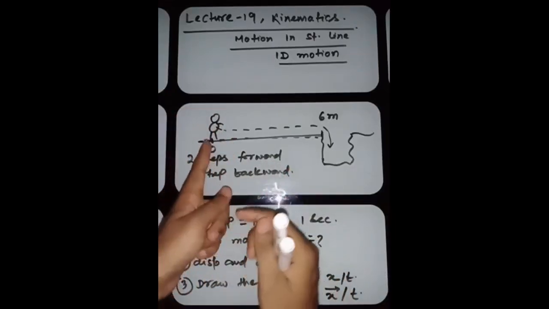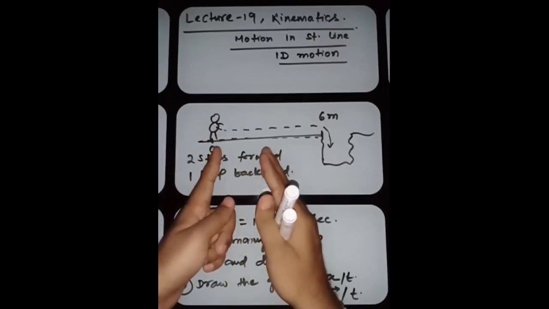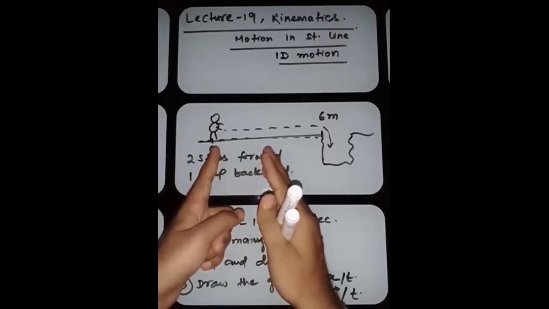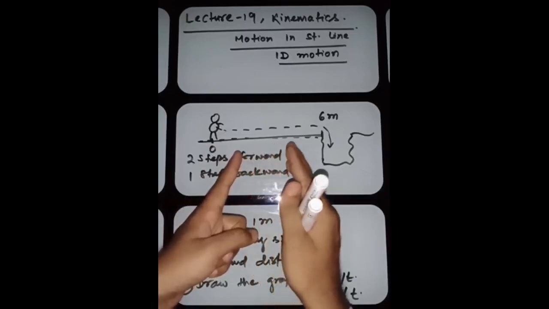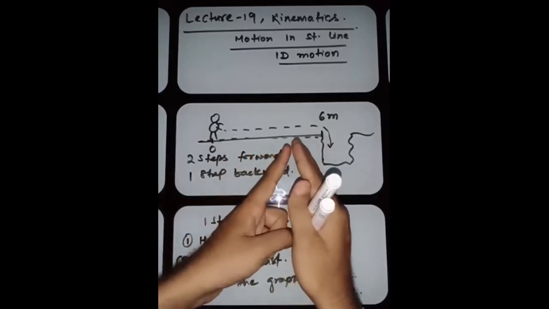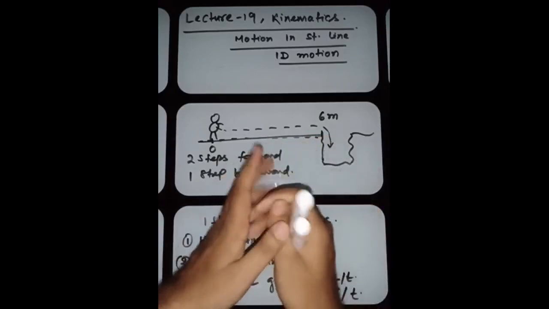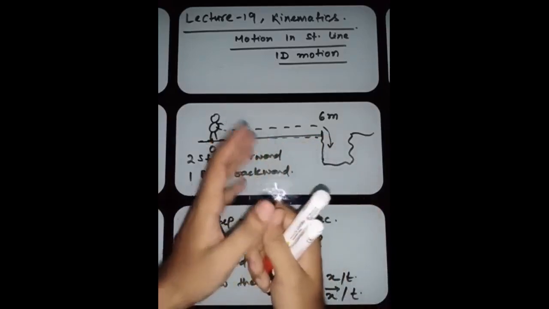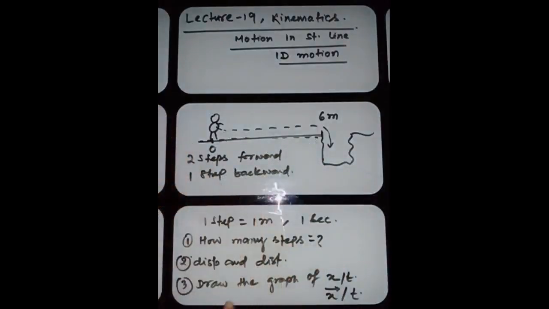Remember, he is moving 2 steps forward, so 1 and then 2, the 2 meters. After that he moves backward, so finally 1 meter, again 2 meters, 1 meter back, again 2 meters, 1 meter back, again 2 meters, and falls into the ditch. In this way you have to calculate the total steps he took before falling into the ditch. All right, and then you have to draw the graph.